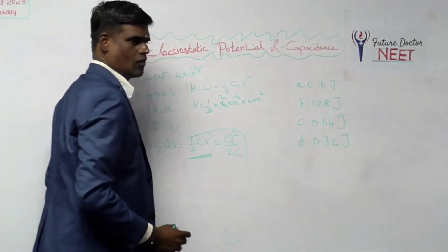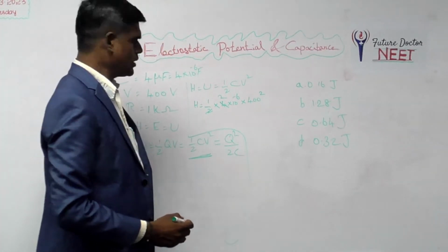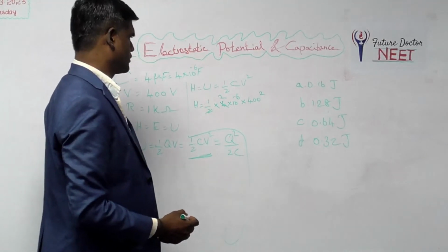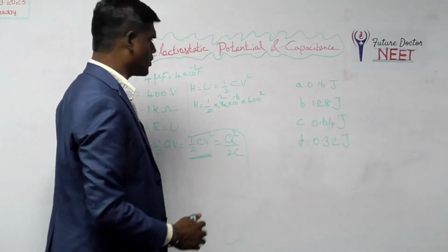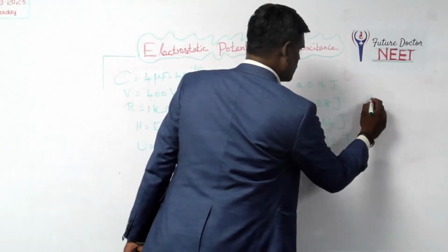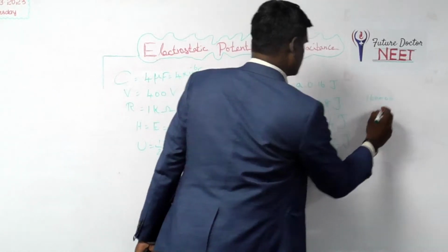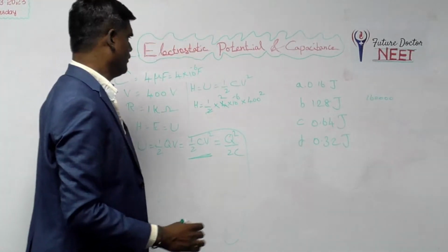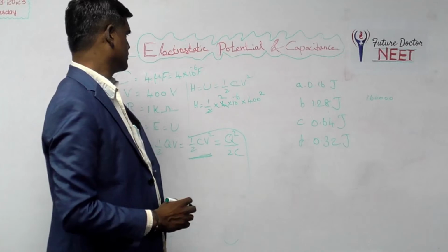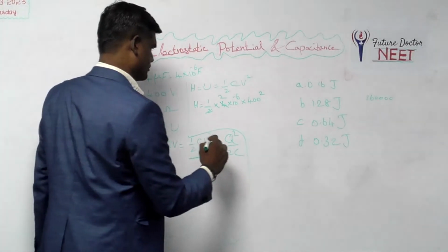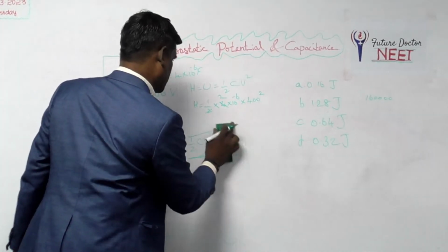400 square: 4 square, how much? 4 4 16, 16 and 4 zeros. Is it only 1600? 1600 means only 2 zeros, so 2 more zeros. Okay, and simplify. So this formula we are not using, only this formula, so I am rubbing this.